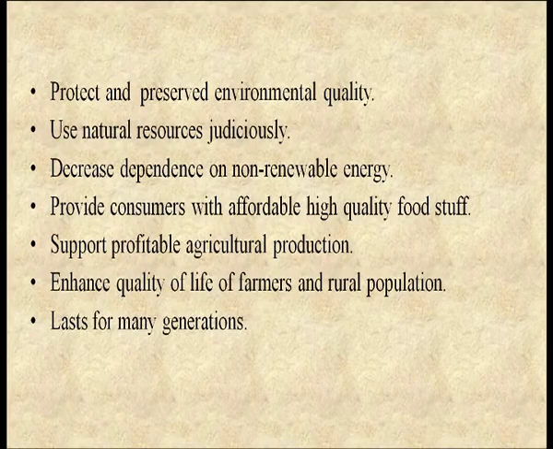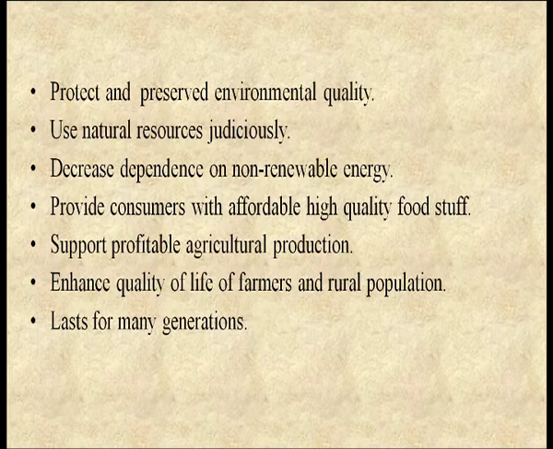Now, how is sustainable agriculture achieved? The answer is it can be achieved in various ways: protect and preserve environmental quality, use natural resources judiciously, decrease dependence on non-renewable energy resources, provide consumers with affordable, high quality foodstuff, support profitable agricultural production, enhance quality of life of farmers and rural population, and last for many generations.